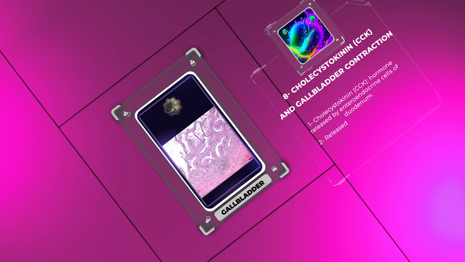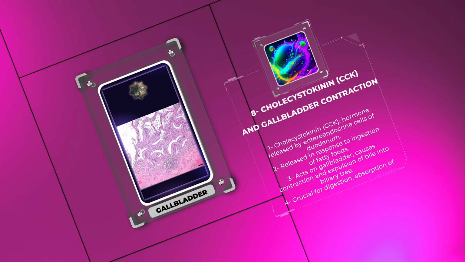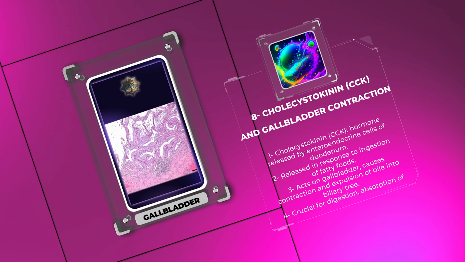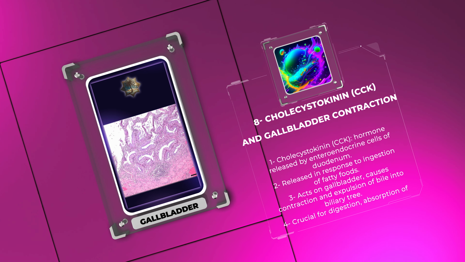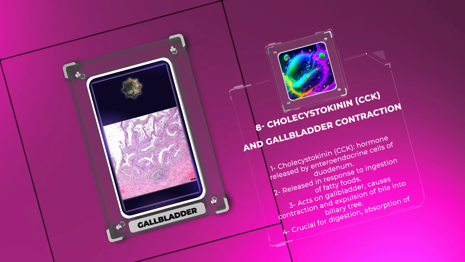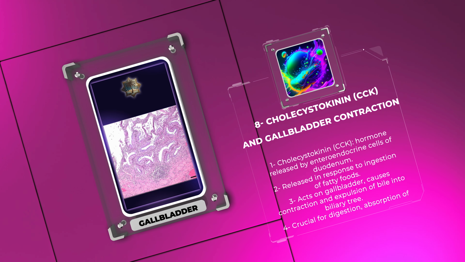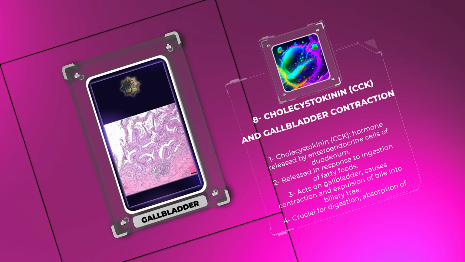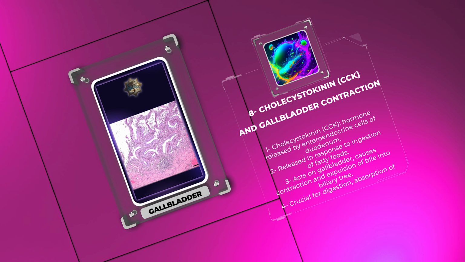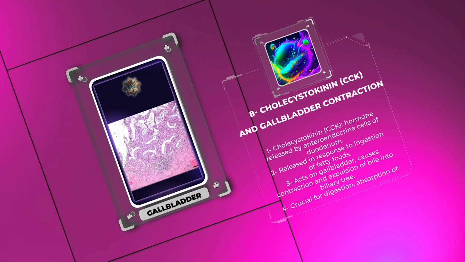Cholecystokinin, CCK, is a hormone released by the enteroendocrine cells of the duodenum in response to the ingestion of fatty foods. It acts on the gallbladder, causing its contraction and the subsequent expulsion of bile into the biliary tree. This process is crucial for the digestion and absorption of dietary fats. The contraction of the gallbladder is coordinated by both nerves and hormones, ensuring efficient delivery of bile when needed.